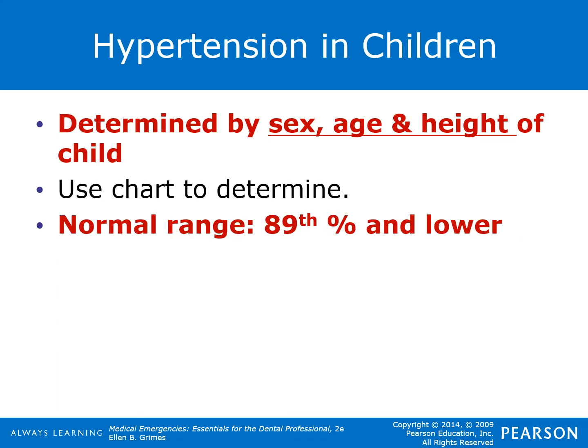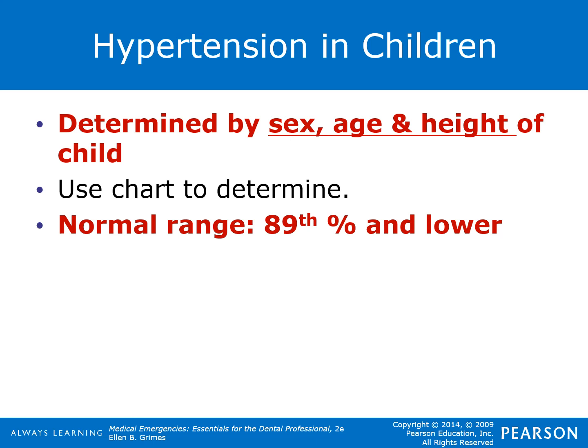Hypertension in children. Hypertension in children is determined by sex, age, and height. So of the child, you're going to use the chart to determine what that is, and turn to that page. On page 32 and 33, it has all those charts for blood pressure when you are in an office, but we don't see many children. We don't have those type of procedures for children.